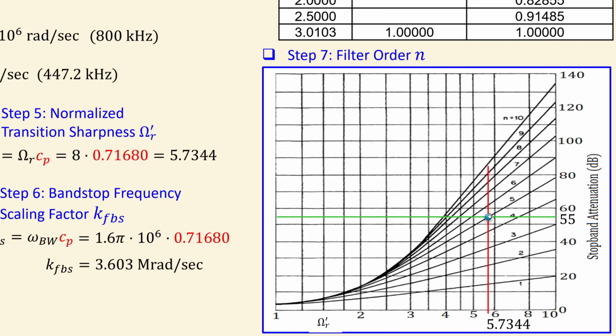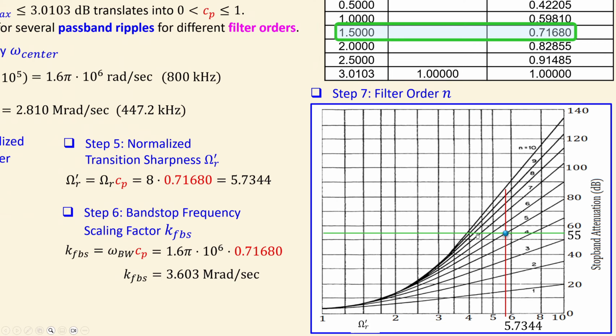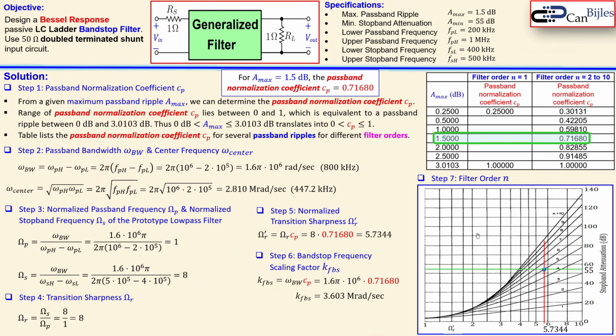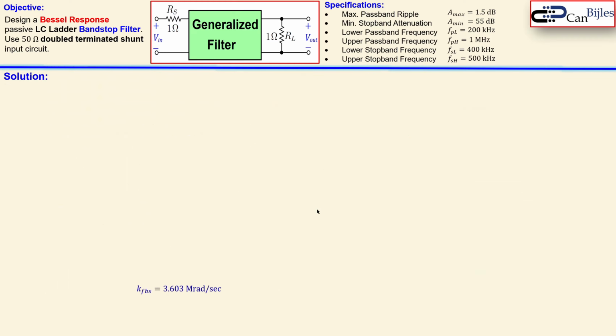If it was, for example, below this line here for the 5th order, still we need to have a 5th order because it was at least 5th order, so above 4th order. So we need to have integer orders. So let's go back and then continue with the normal presentation. So we require N equals 5 for this normalized transition sharpness.